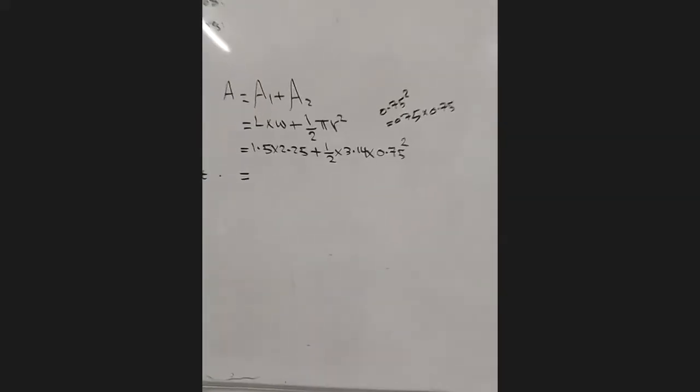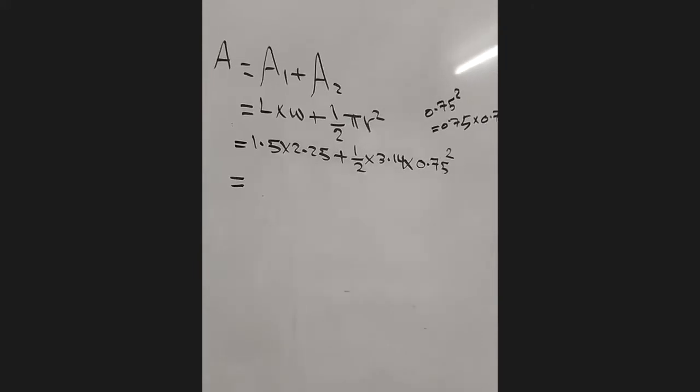I will use my calculator, guys. Just give me a second. Anyone who has a calculator, also do it with me, so we share the solution. So we have 1.5 multiplied by 2.25 plus half multiplied by 3.14 multiplied by 0.75 multiplied by 0.75. The answer will be, look here, 4.258125.